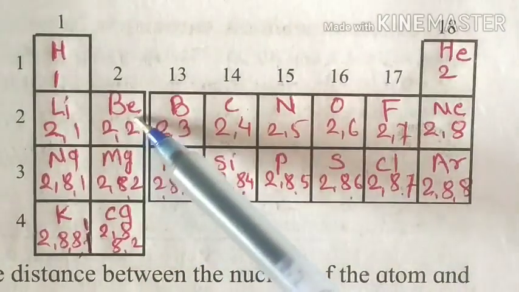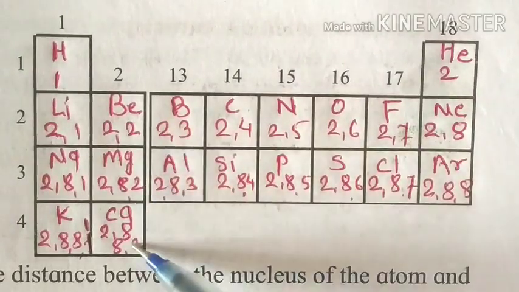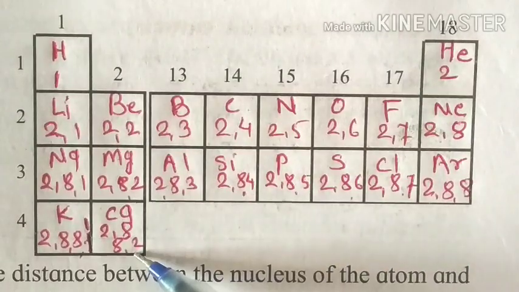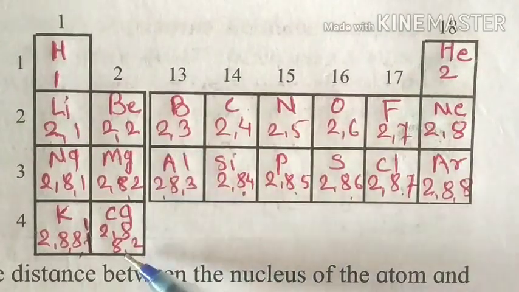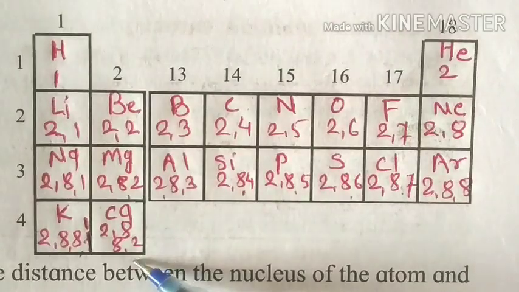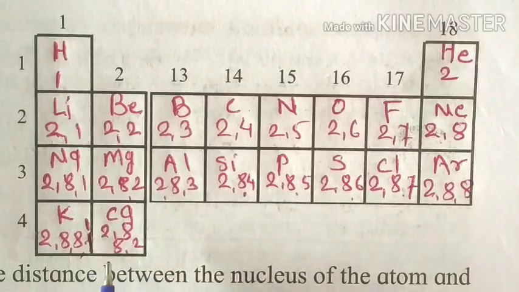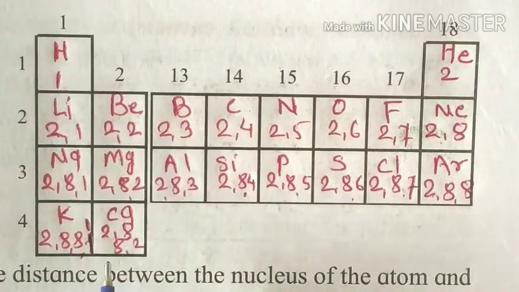See about the second group. Each element present in the second group has 2 electrons in the outermost orbit. So, the valency of the members present in the second group is 2. So, the group valency of the second group is 2. The number of the group indicates the valency.